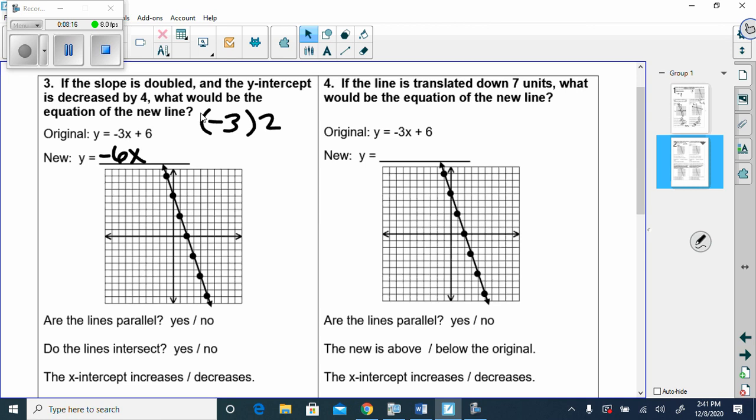And it says we are decreasing the y-intercept by 4. So would decreasing mean I'm adding or taking away? Taking away. So it was 6. I take away 4. 2. New y-intercept is 2. So I start at 2. And my slope tells me to go up 6 and over 1.